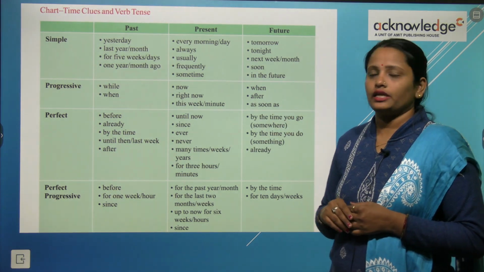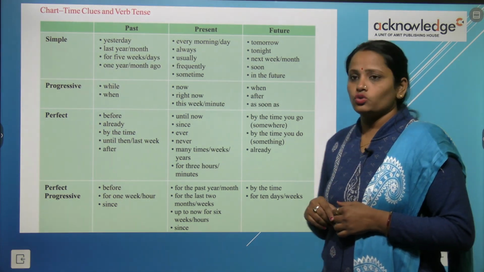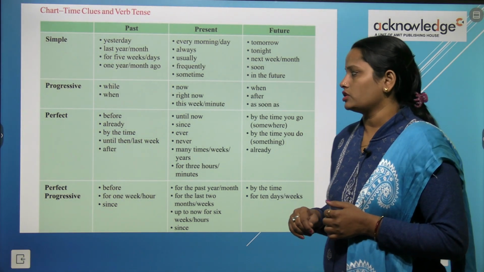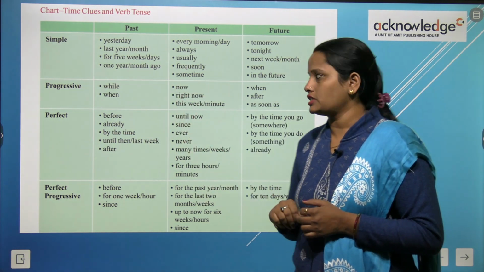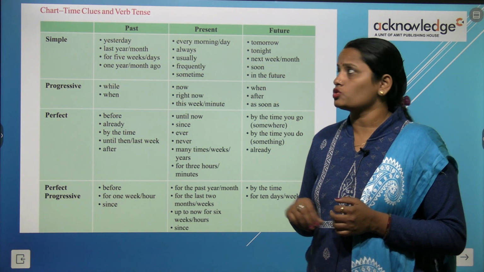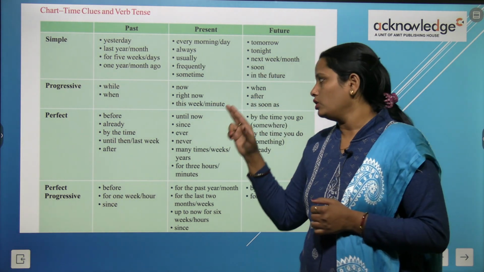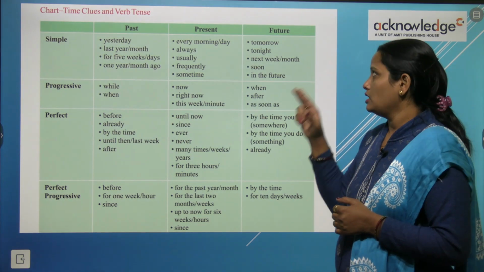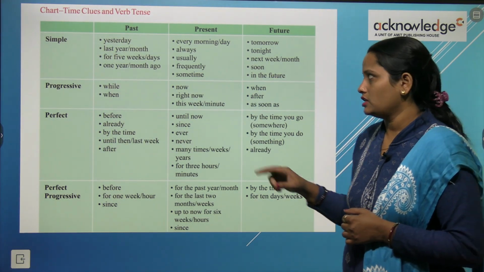Next, in the future, what do we write? Tomorrow, tonight, next week, next month, soon and in the future. Now when we talk about progressive tense, past progressive tense, then while or when is used. In present progressive we use now, right now, this week, this minute. Future progressive: when, after, as soon as.